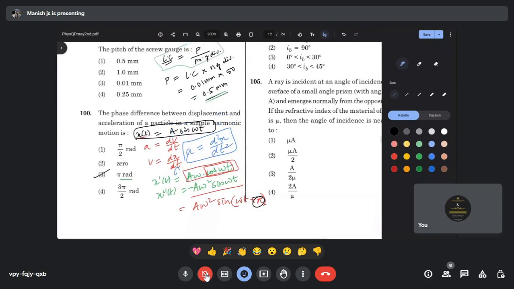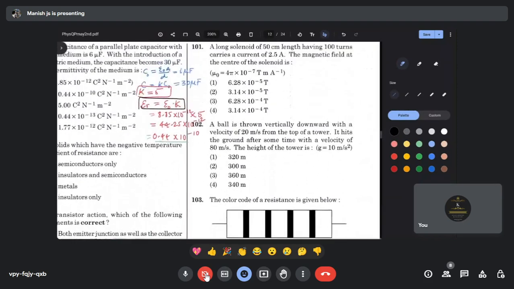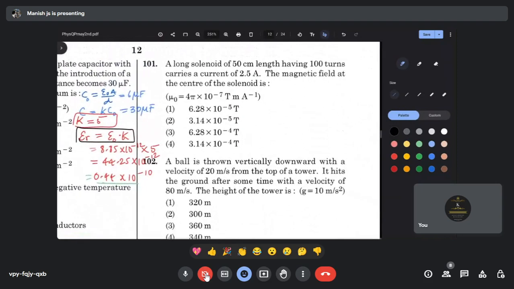Yes, sir. So next question, number 101. A long solenoid of 50 centimeter length having 100 turns carries a current of 2.5 amperes. So the length is given, the number of turns N is given, and the current is also specified, 2.5 amperes. The question is, what is the magnetic field at the center of the solenoid? They have given you the permeability also. So use the relationship and you will have to get me the answer.